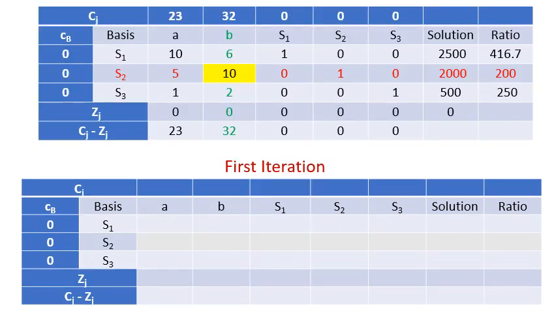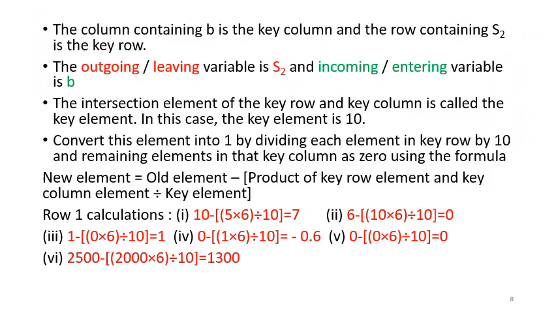You can see here, again, this S2 will now be replaced by B in the new table with the coefficient of 32. This 32 is the value of B now, once B comes into the solution. So B will come into the solution now.